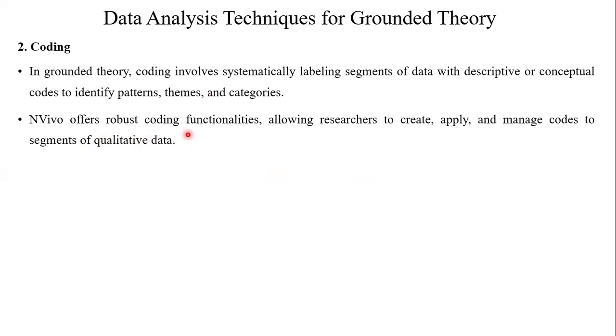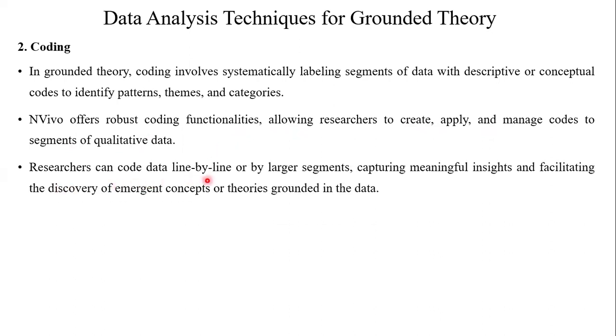NVivo offers robust coding functionality, allowing researchers to create, apply, and manage codes to segments of the qualitative data. Researchers can code data line by line or by larger segments, capturing meaningful insights and facilitating the discovery of emergent concepts or theories grounded in the data.